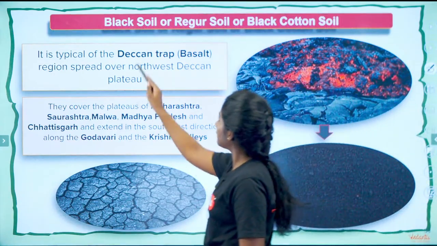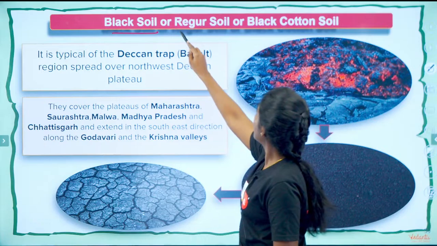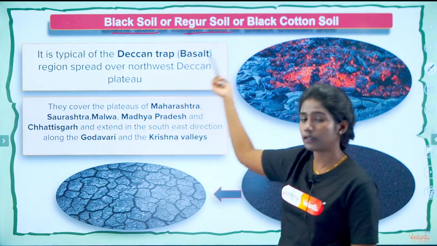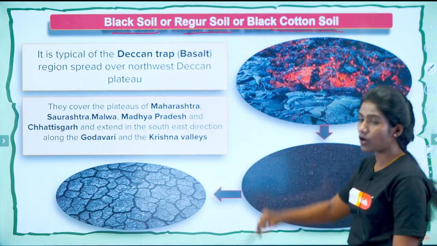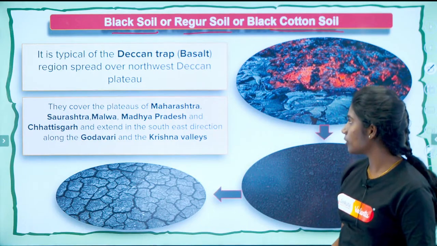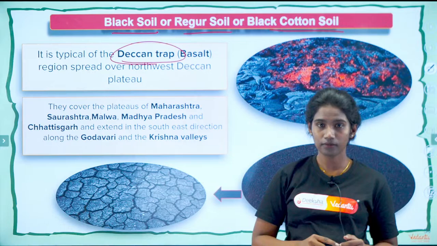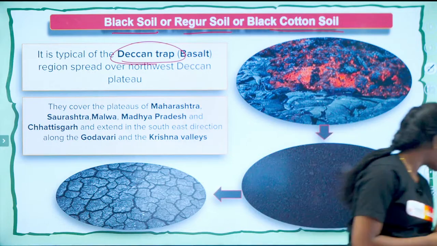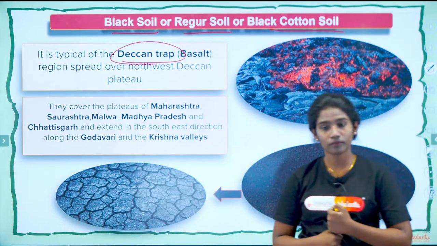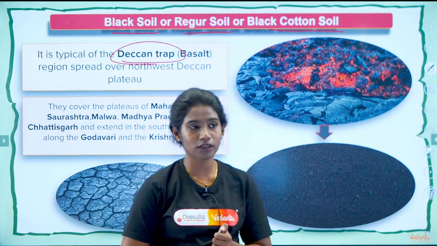And then the second type is black soil, which can also be called regur soil or black cotton soil. Because in black soil we mostly grow cotton, that's why it is called black cotton soil. Can anyone guess what is meant by Deccan trap?